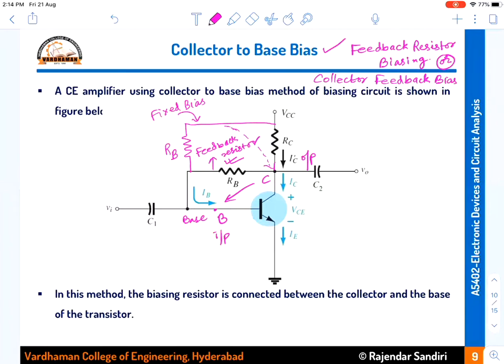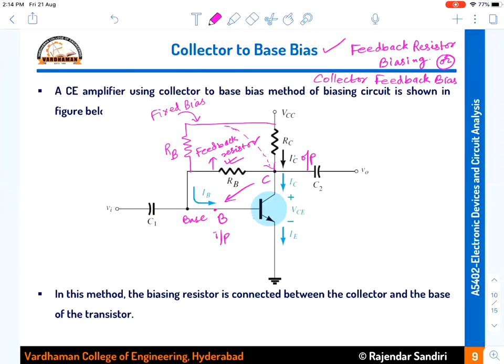Okay, I hope you are understanding. Fixed bias and collector to base bias, the difference I am telling. In fixed bias, the resistor is connected between the base and the battery VCC. If you do it like that, the stability factor value is very high. That was 1 plus beta. If beta is 100, it is 101.